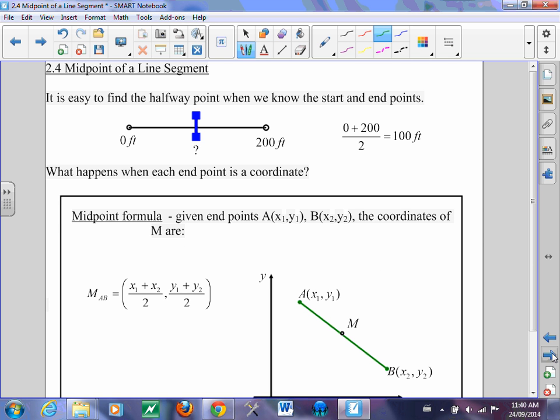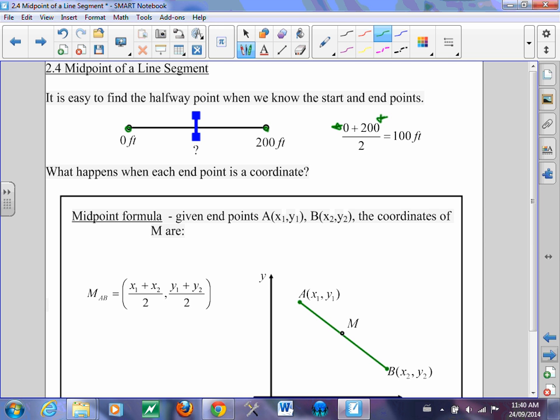So here's our title, 2.4, midpoint of the line segment. It is easy to find the halfway point when we know the starting and the end point. So if we start at 0 feet and Miss R runs 200 feet, where's the halfway distance? Again, you take the start, add the end, and divide by 2. Okay? But what happens when each point is a coordinate? For example, in a race, that's just linear. That's a straight line.